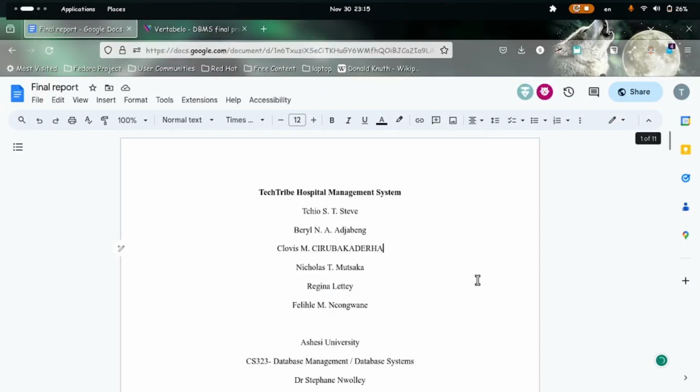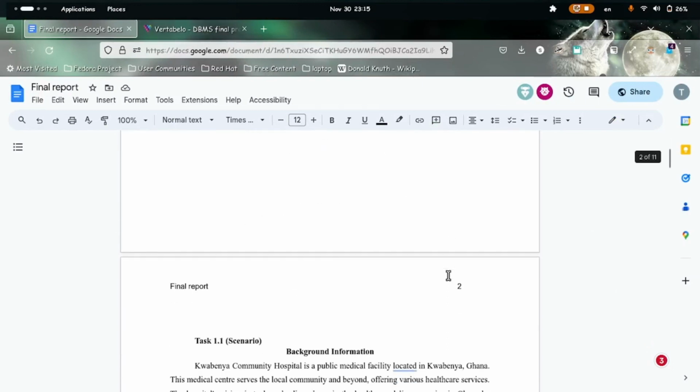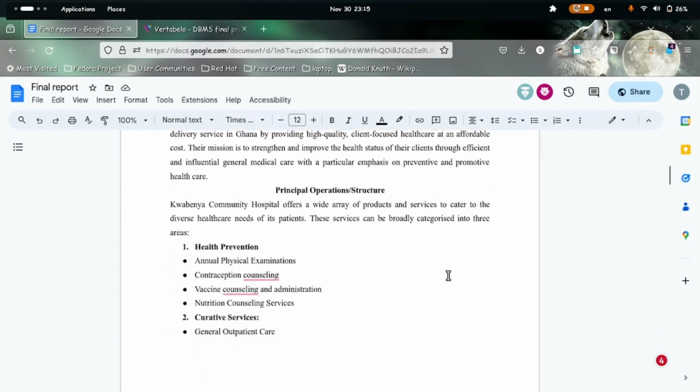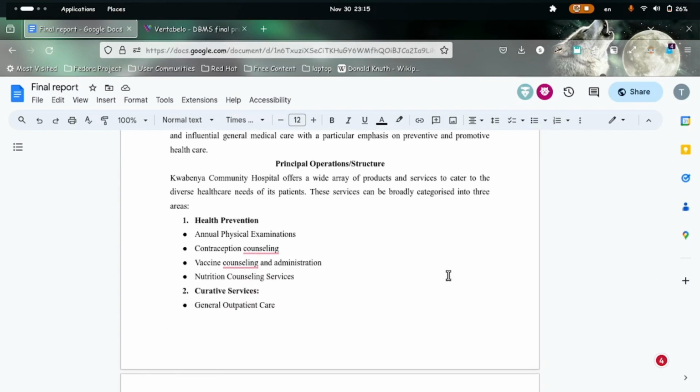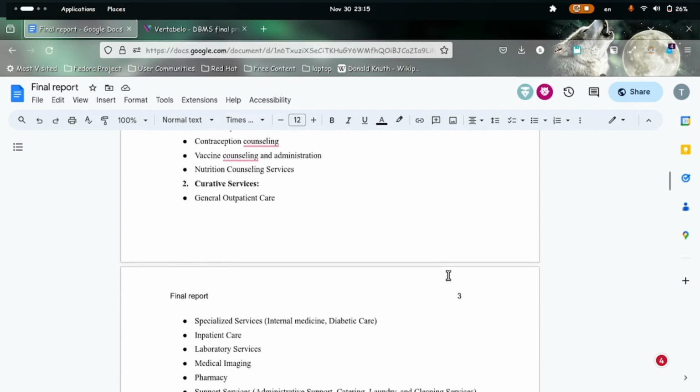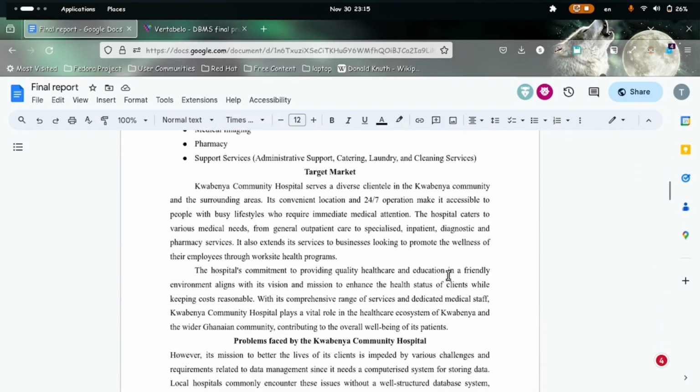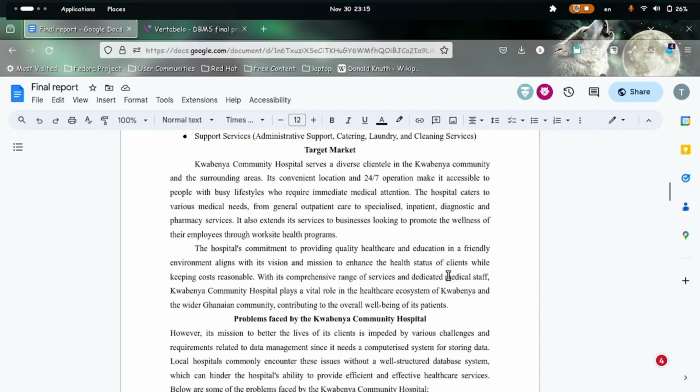We are Tech Tribe, and we built a hospital management system for the DBMS final project. We focus on the Kwabenya Health Center, which a few of us have visited. It's quite a big hospital facility at the periphery of the eastern region. Its principal operations are around disease prevention, curative services and more, and it works 24/7 to provide the best to the Kwabenya community and its surroundings, that's Dome, Madina and all.